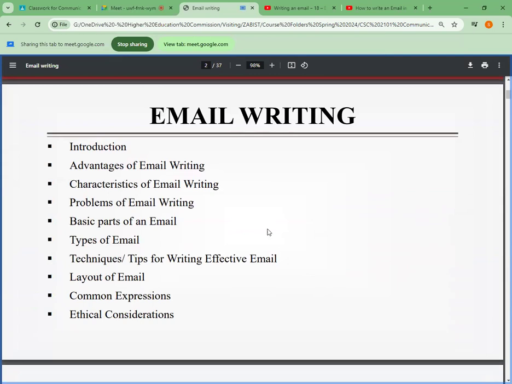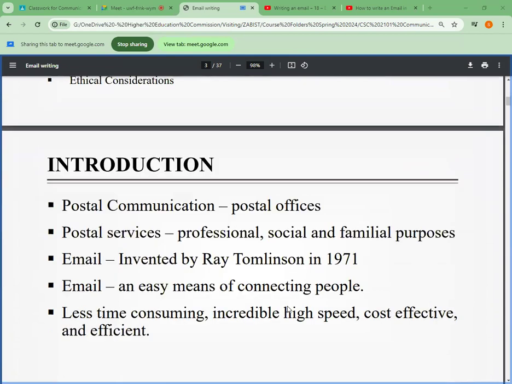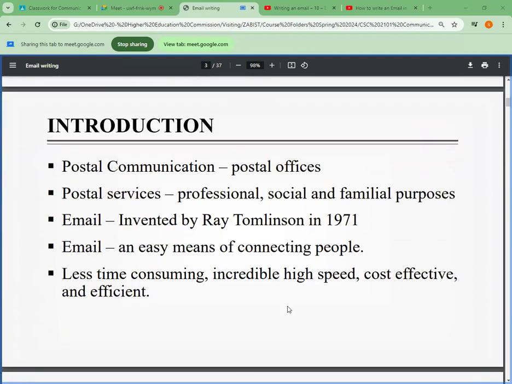Now, these are the things that we are going to discuss from this topic, that is introduction to email writing that we have just discussed, advantages of email writing, characteristics, problems, basic parts, types of emails, techniques and tips to improve, layout and common expressions and ethical considerations. As far as advantages are concerned, advantages are there, of course. It saves you a lot of time.